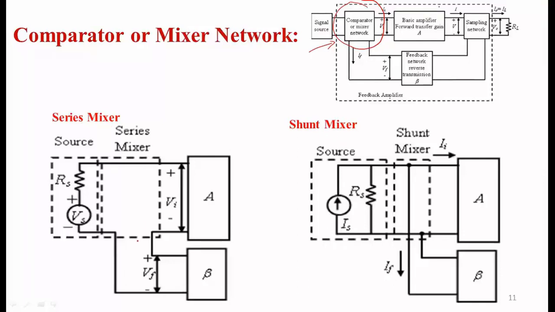In the series mixer, we connect the output of the feedback network in a series manner to the input source. This is the series mixer. And in the shunt mixer, we connect the output of our feedback network in a parallel manner to the input source. And here we can see that if this is a voltage source, we represent it by the Thevenin equivalent source, and if it is a current source, we represent it with the Norton equivalent source. So we have two types of sampler and two types of comparator.